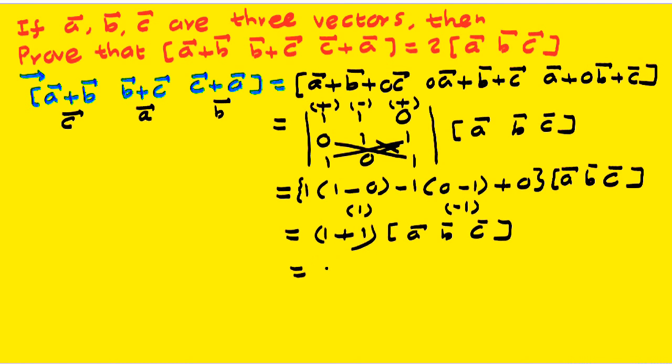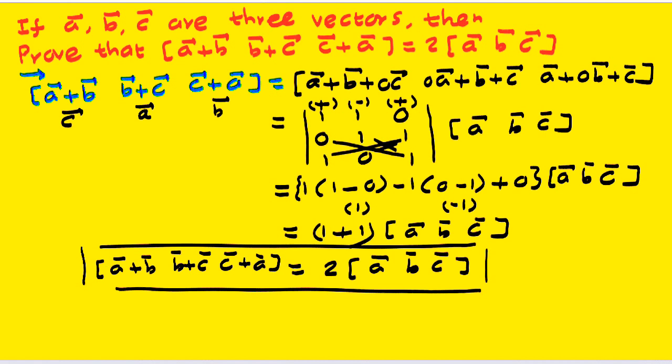which is equal to 1 plus 1 is 2. Therefore, 2 into the box product of A vector, B vector, C vector. Therefore, the box product of A vector plus B vector, B vector plus C vector, C vector plus A vector is equal to twice the box product of A vector, B vector, C vector. Hence the proof.